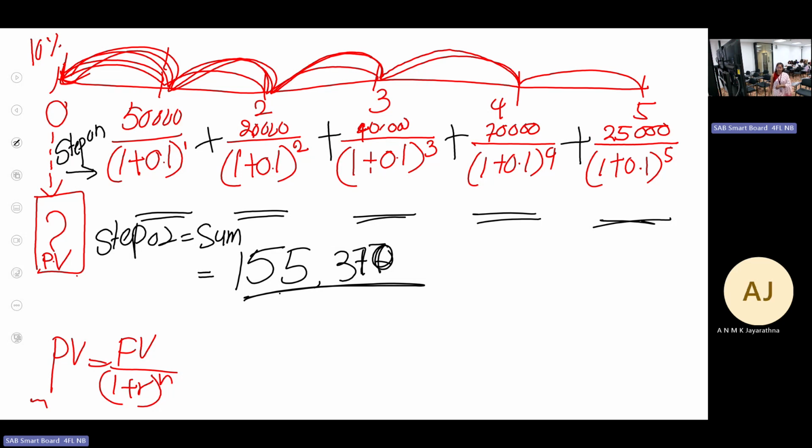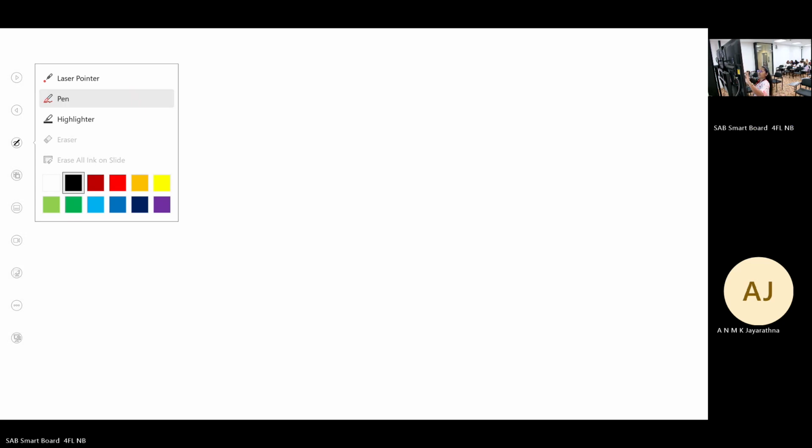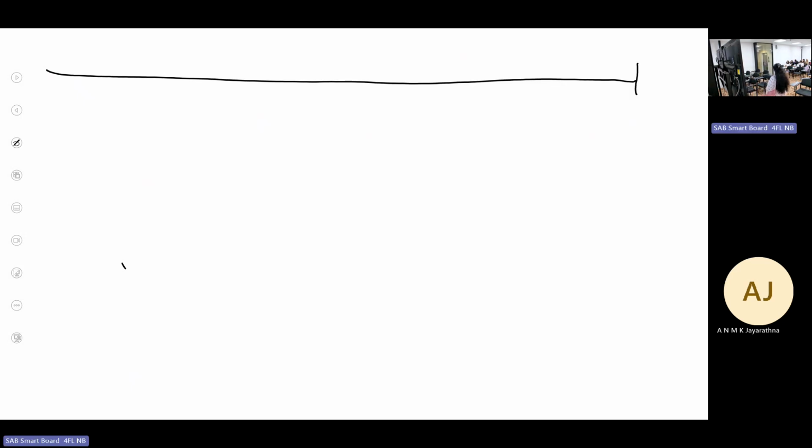Right, so we'll go to the first part then. That is very easy. Present value we have identified. Now it should be the future value. If it is future value, after 5 years, what would be the future value? So then again, you have to draw the timeline. Year 0, first year, second year, third, fourth, and fifth.